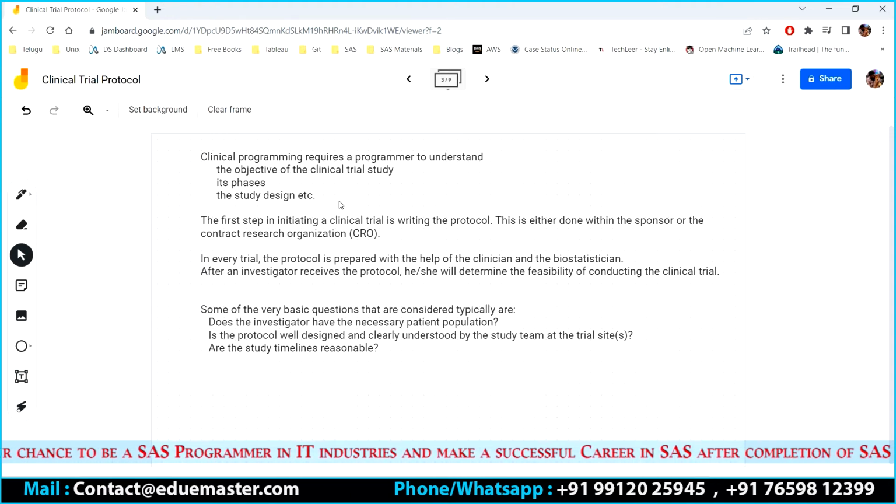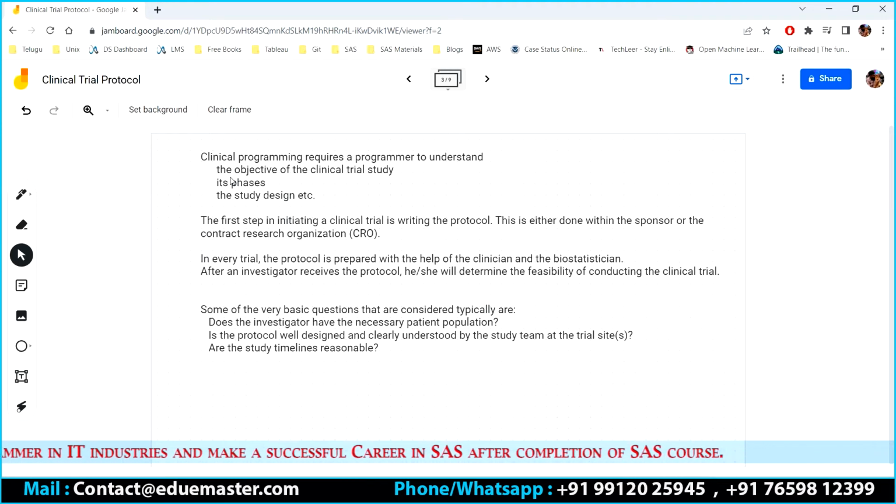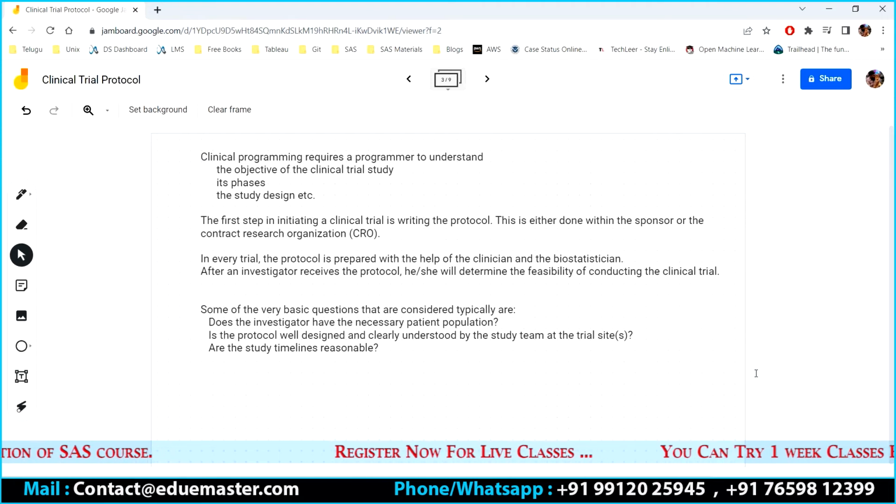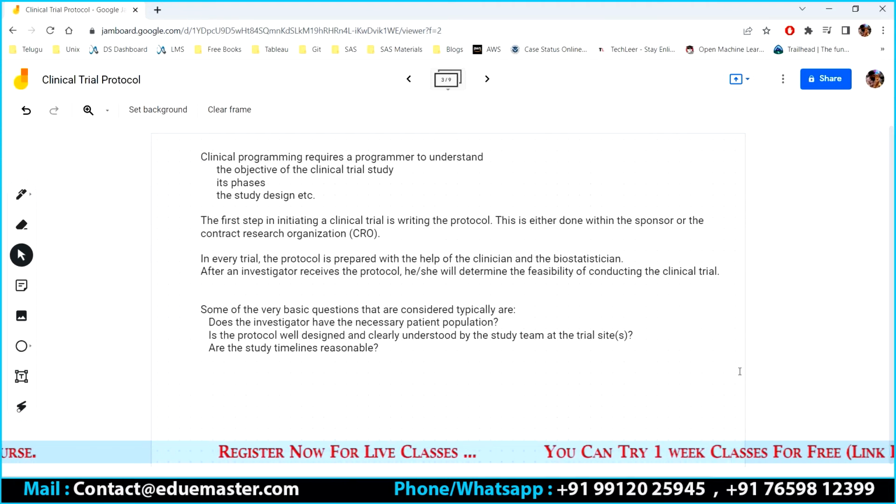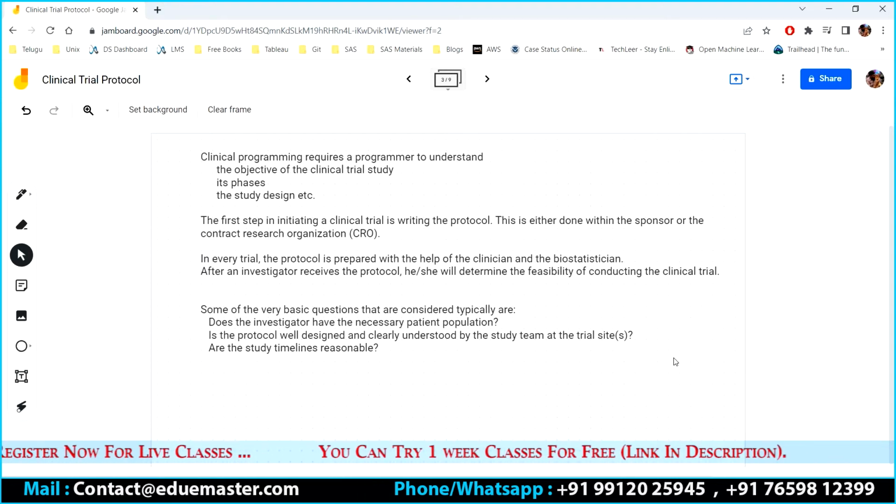What is a clinical trial study? The objectives, the phases, the study design, all these things we must be aware of. Without this, we cannot work at all, right? So that is the reason, because most of you, I can say 100% of you, have already completed your SAS programming. You know the ABCD of your SAS programming.